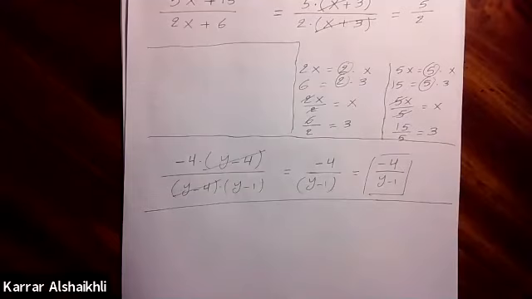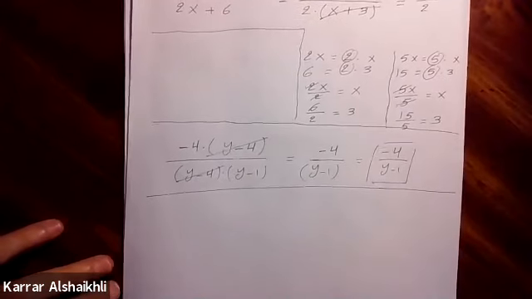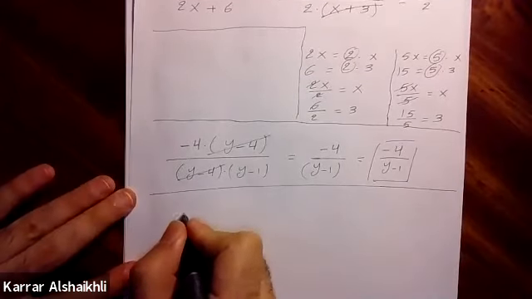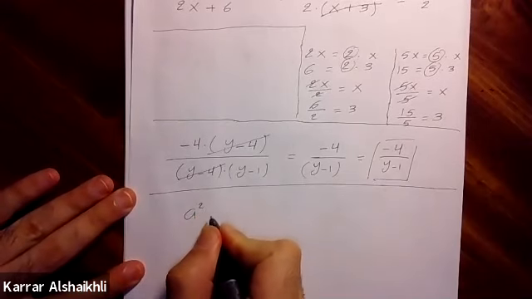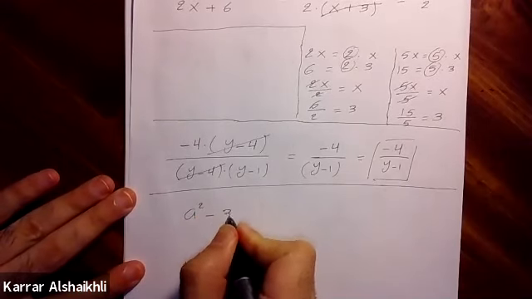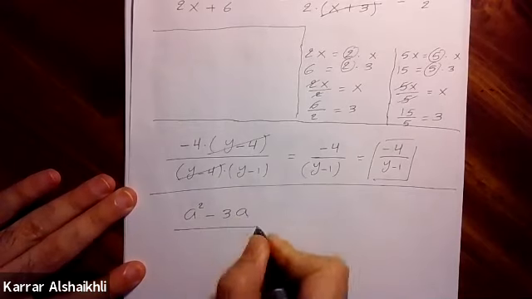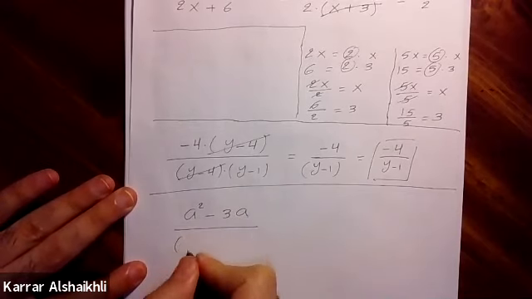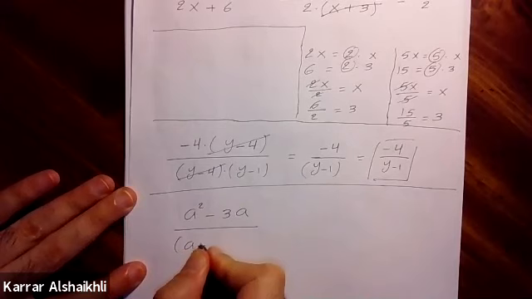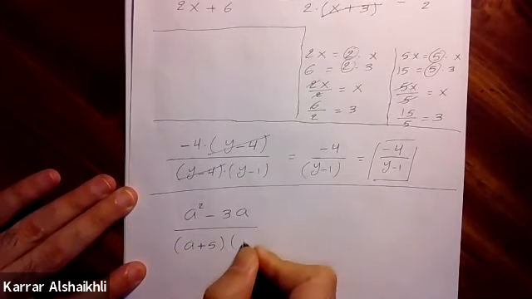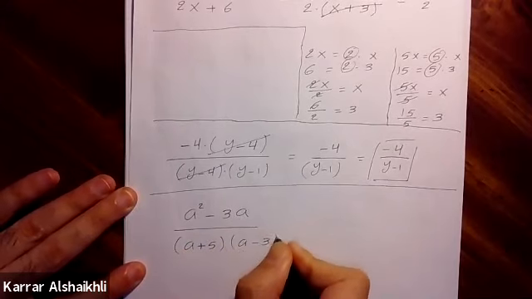Let's do this example. A squared minus 3a over a plus 5 times a minus 3.